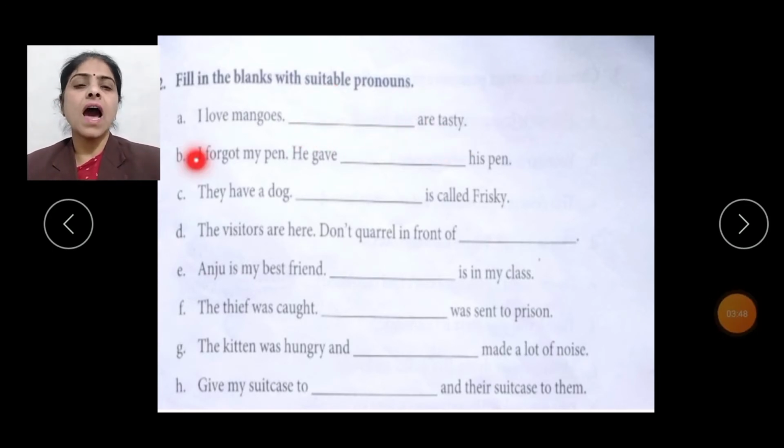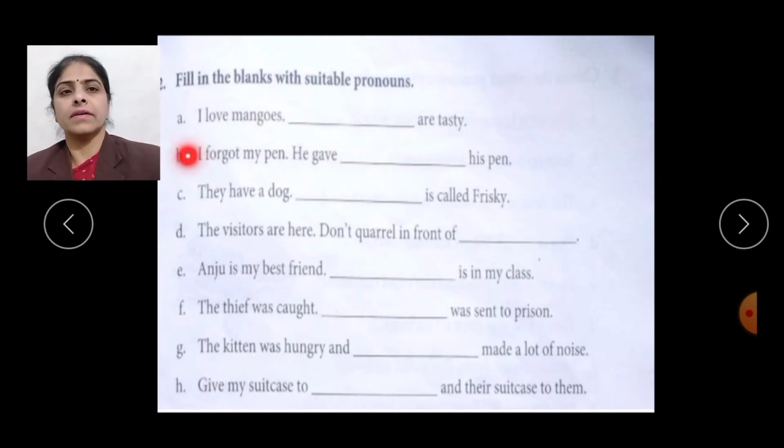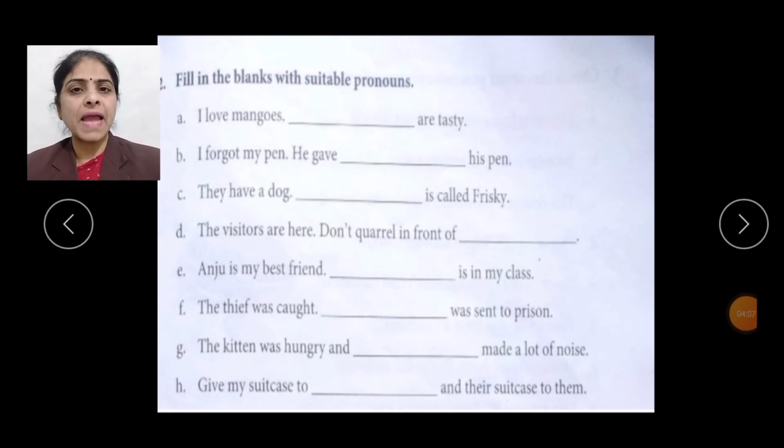Next is, I forgot my pen. He gave blank his pen. Here we need an object pronoun for I. So, to fill the blank, "me" is used. So, the sentence will be, I forgot my pen. He gave me his pen.